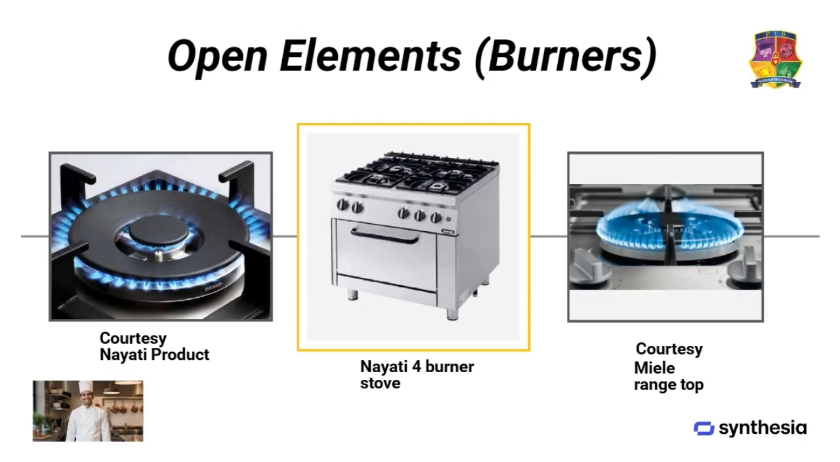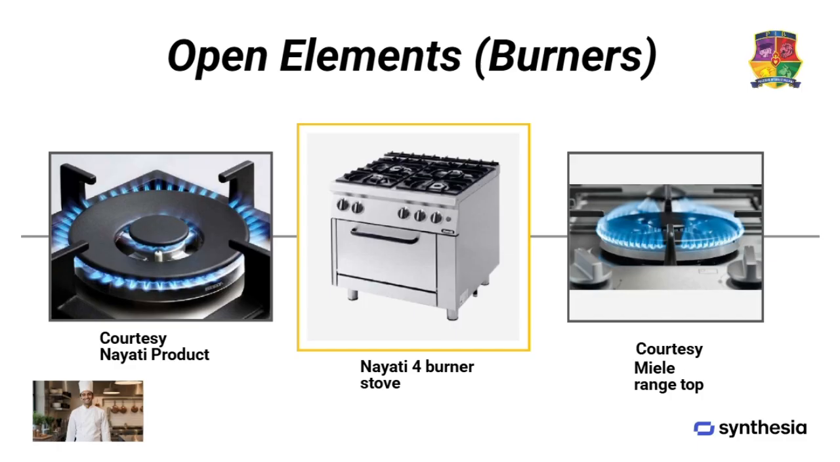Now, let's take a closer look at the first type of range top, open elements or burners. As you can see in these examples, the burner uses an open gas flame as the heat source. This is one of the most common cooking systems in professional kitchens because it allows the chef to control the cooking process directly through the gas flame.